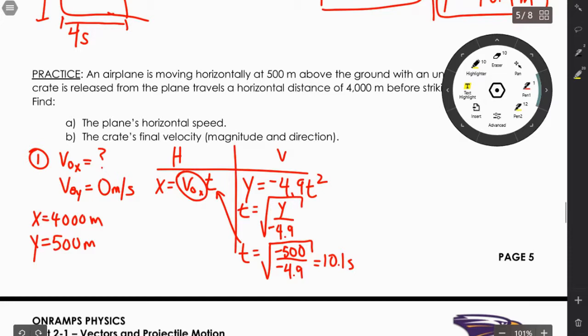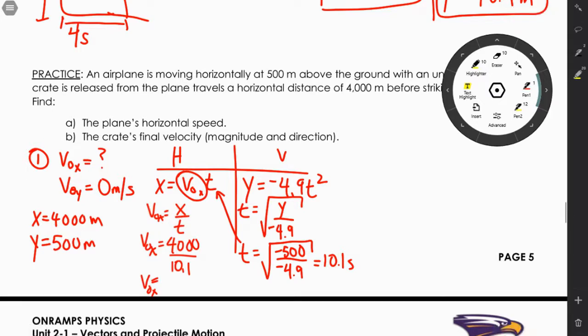Okay, so our unknown is VOX, so VOX equals x over t. And so VOX will equal 4,000 divided by 10.1, and this will give us the velocity of the plane, because this will be how fast the projectile was traveling to go 4,000 meters. So that's going to be 396 meters per second. Okay, so there's our answer to part A. Okay, part B now.